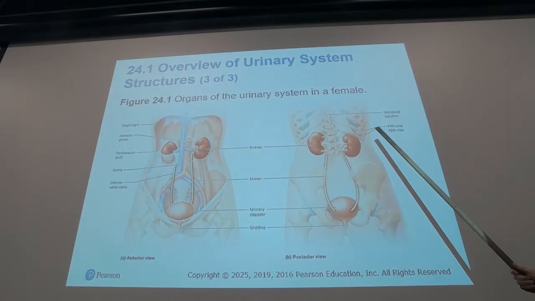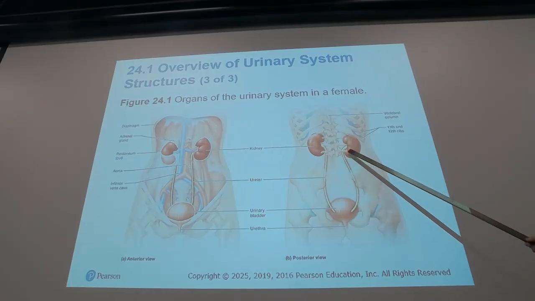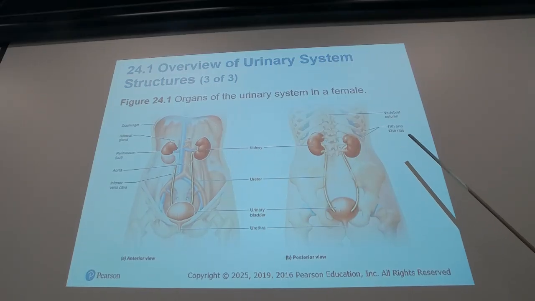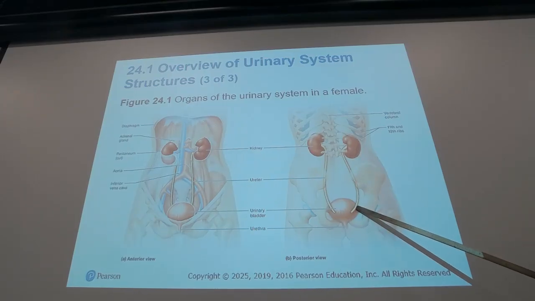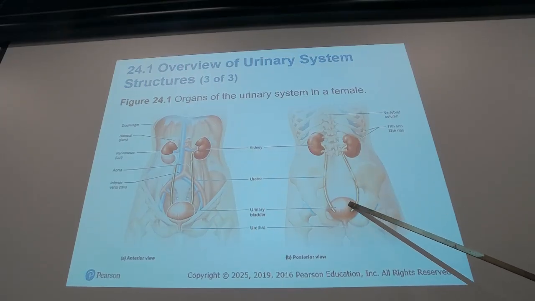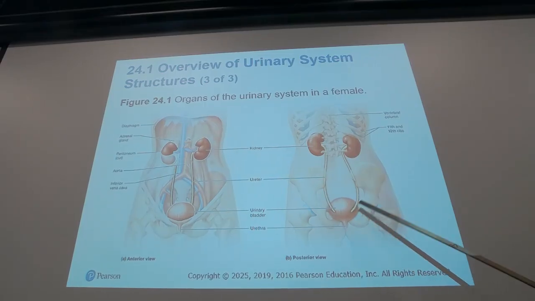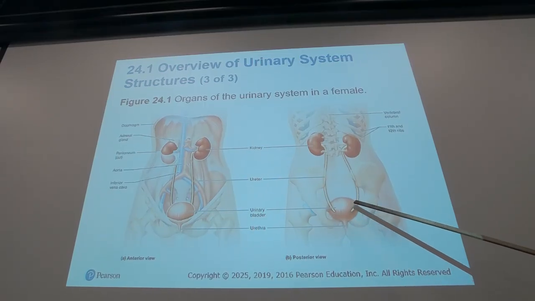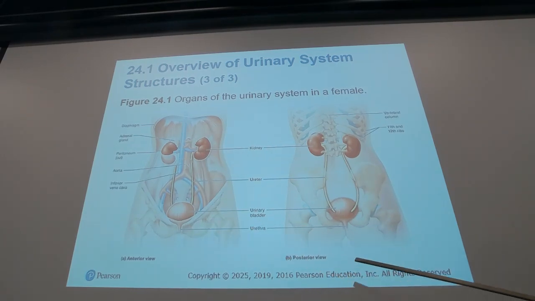So this is the posterior view. Of course, this will be, in this case, the right kidney. This is the left. And then the kidneys drain the urine into the ureters that bring the urine into the urinary bladder. And then here we have the urethra. The urinary bladder is protected by the pubic symphysis.